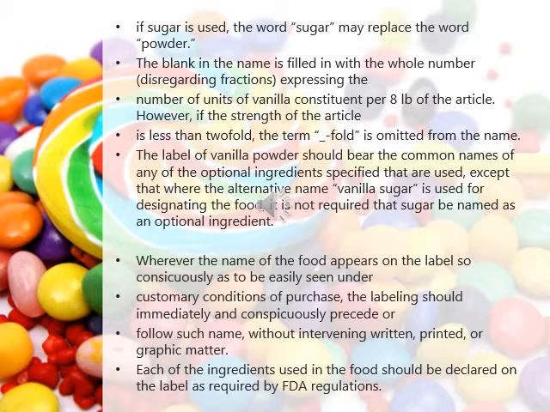Also, wherever the name of the food appears on the label so conspicuously as to be easily seen, under customary conditions of purchase, the labeling should immediately and conspicuously precede or follow such name without intervening written, printed, or graphic matter. Each of the ingredients used in the food should be declared on the label as required by FDA regulations.